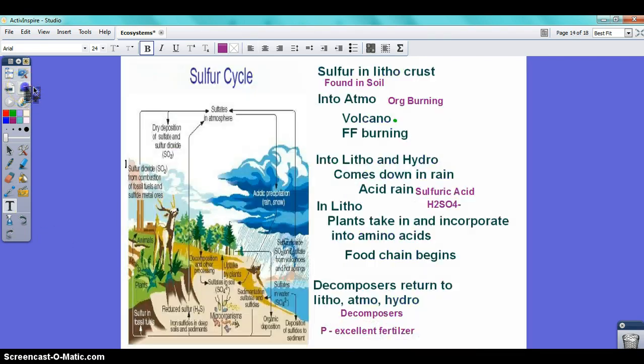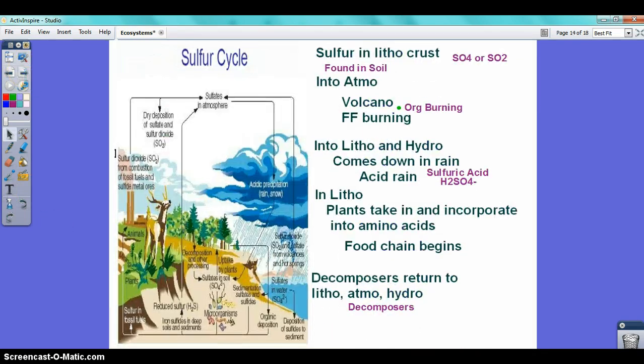All right, sulfur cycle. So like the phosphorus cycle, sulfur is mainly found in the lithosphere, a lot in the soil. It's like phosphorus, it's a good fertilizer. Let's start with how it gets into the atmosphere. Volcanic eruptions, fossil fuel burning, or any kind of organic burning is going to put sulfate right here, SO4 negative, or sulfur dioxides into the atmosphere. That's mainly how this sulfur is cycled in these two compounds.